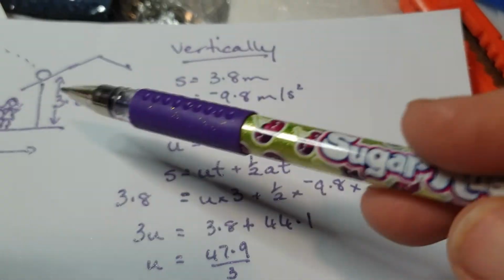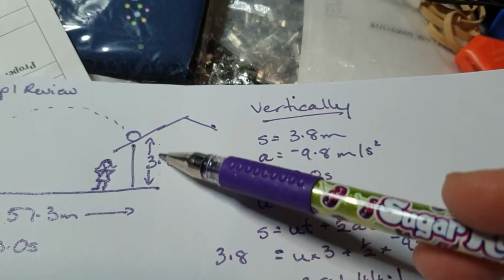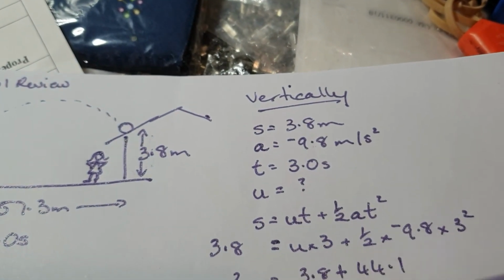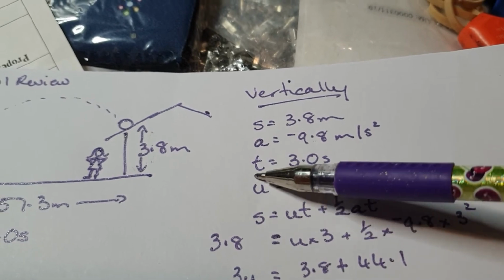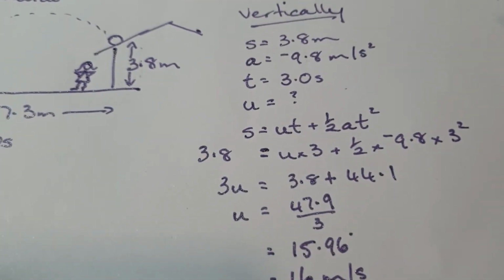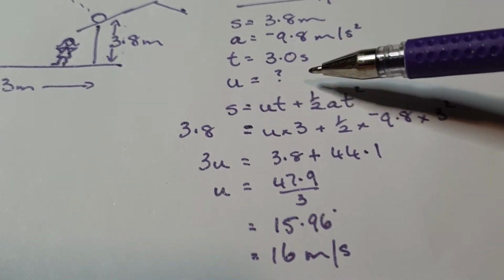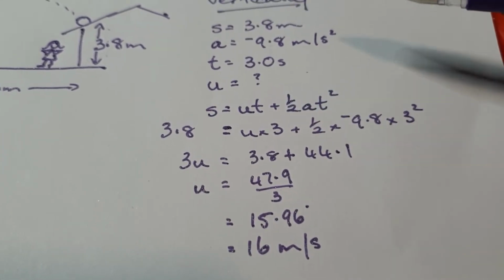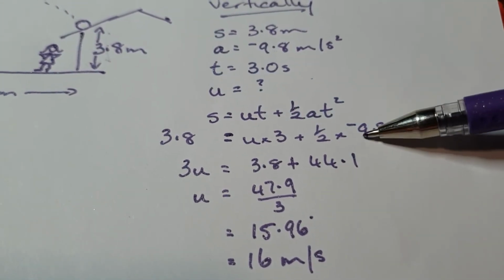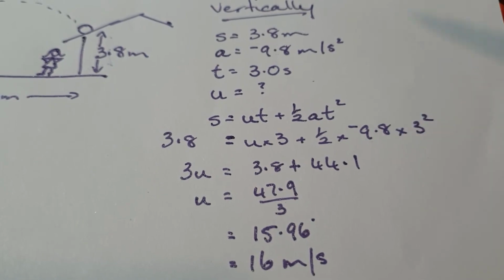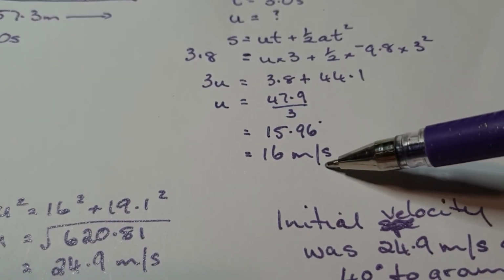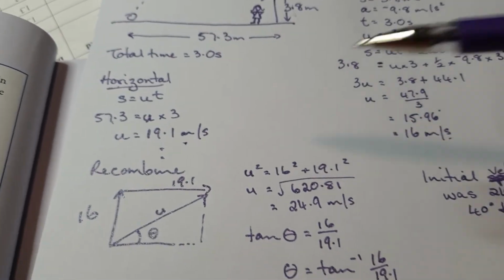Vertically, it's going to end up being positive 3.8. Acceleration will be negative 9.8, and we know the time was 3. And what I really want is that initial, because I want to combine that with the horizontal one to get the initial velocity. So it's just s equals ut plus a half at squared. s is going to be positive because it's up in the air. Negative 9.8 for the acceleration. Work it out, 16.